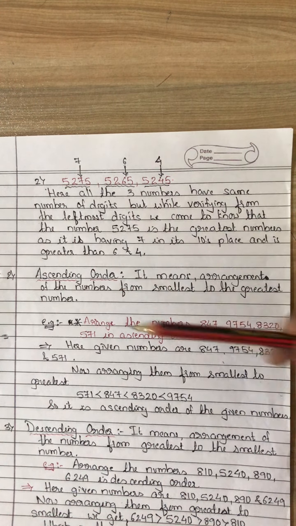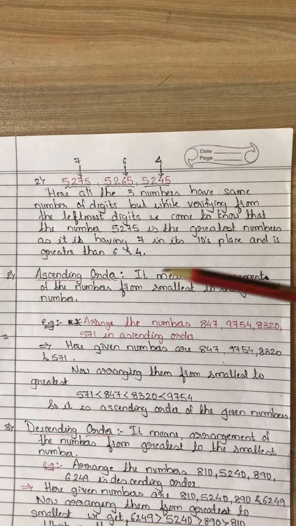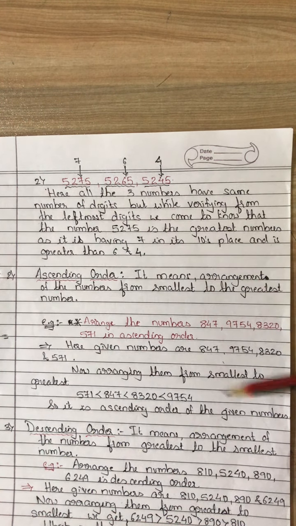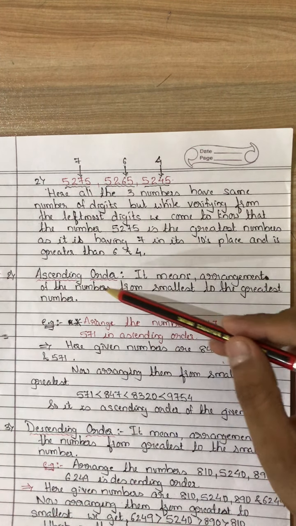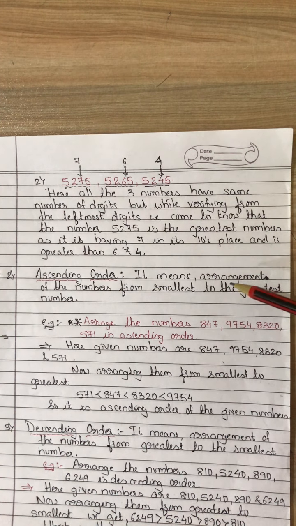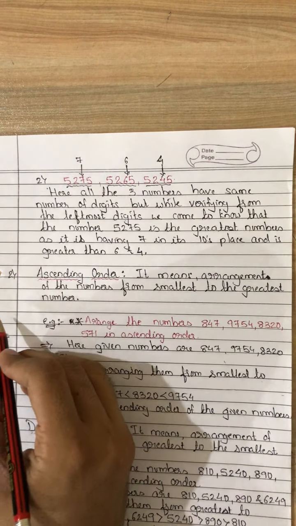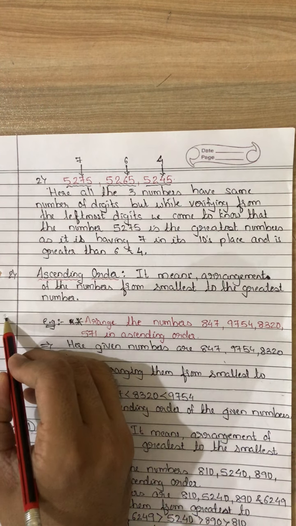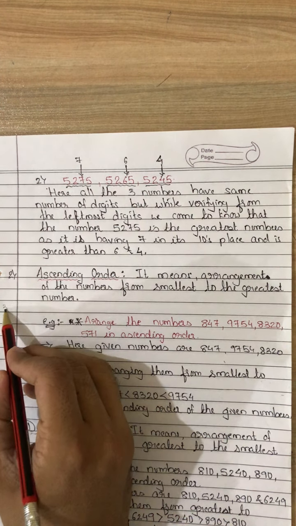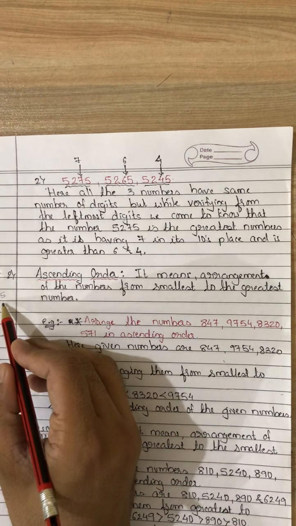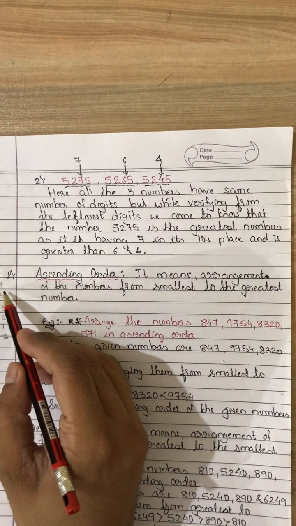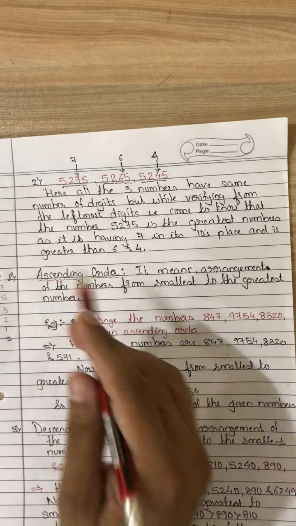Let us look into the definition. Ascending order means arrangement of the numbers from smallest to the greatest number. We all know that 1 comes first. So 1 will be the first number, then 2, then 3, then 5 if there is no 4, then 7 if it is not 6. This is the ascending order.